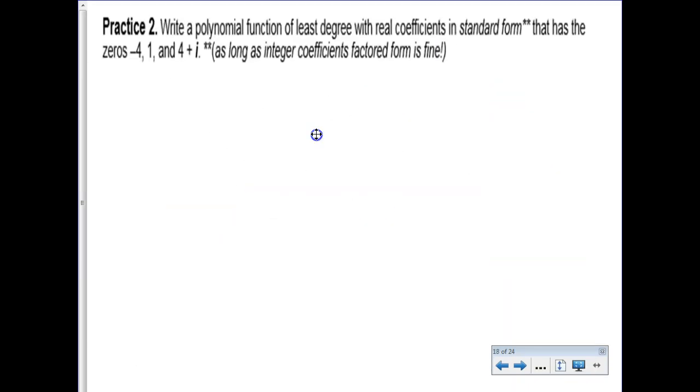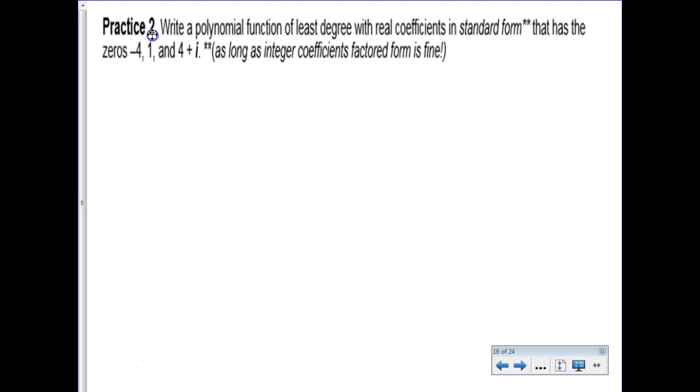Write a polynomial of least degree with real coefficients. And then this is annoying. They want it in standard form. And I kind of forgot about this on the last question from yesterday. I was supposed to multiply everything and not leave it in factored form. Yesterday's problem wasn't bad. This one's going to be awful. All right, here we go.